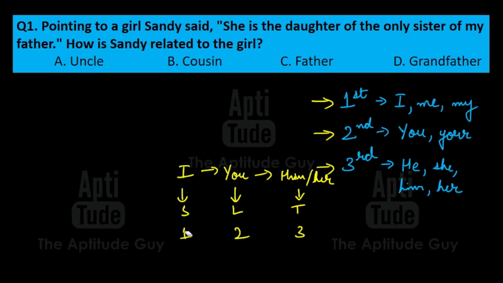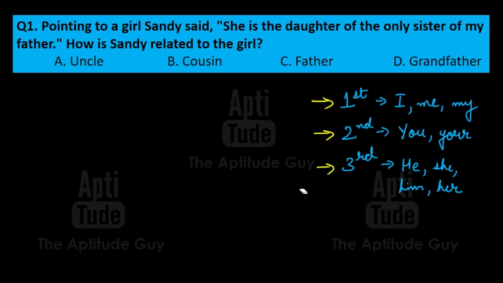The person who's speaking, first person. The person who is being spoken to, or the listener, that person is the second person. And the person they are speaking about is the third person. That is the segregation. Alright, now let us solve the question finally. Is the first person mentioned over here? I, me, my? Yes, my is there. And who's the one speaking? Who's the first person? Of course, Sandy. So we have Sandy over here. We start with Sandy.